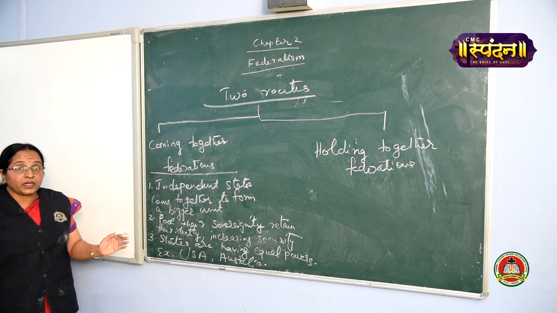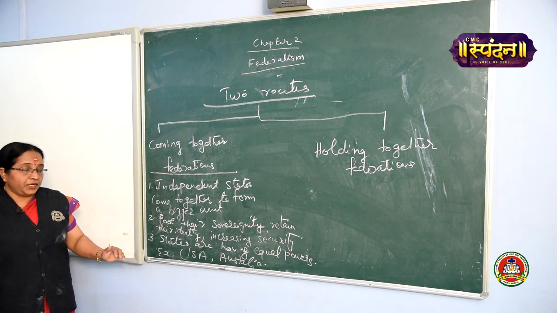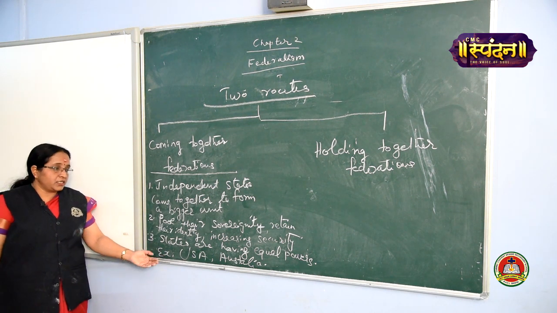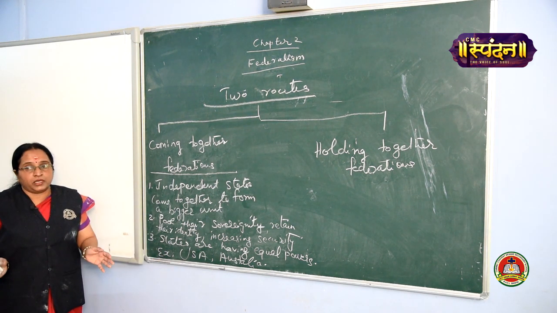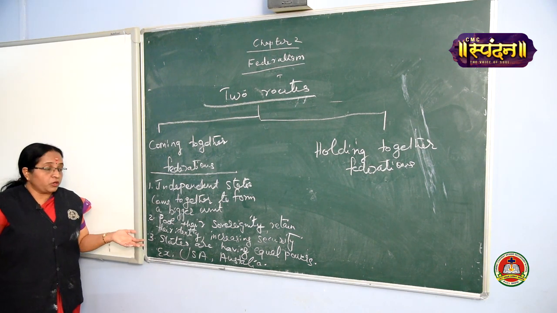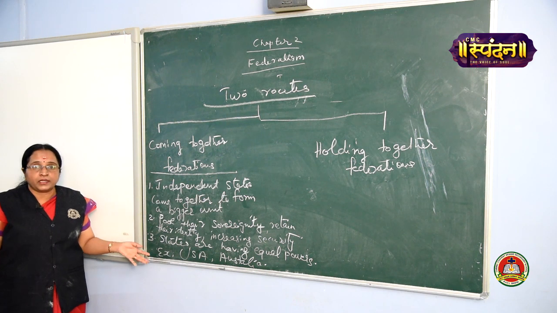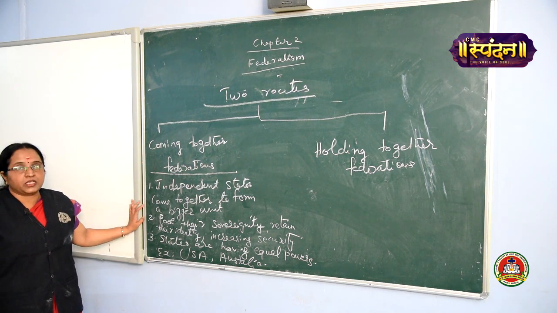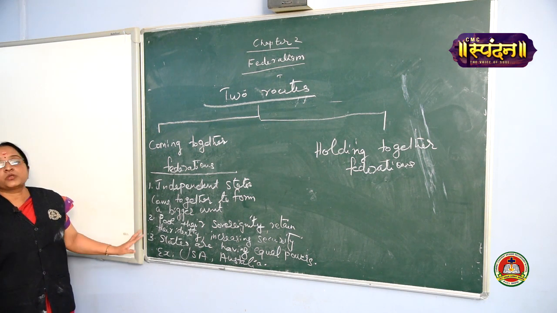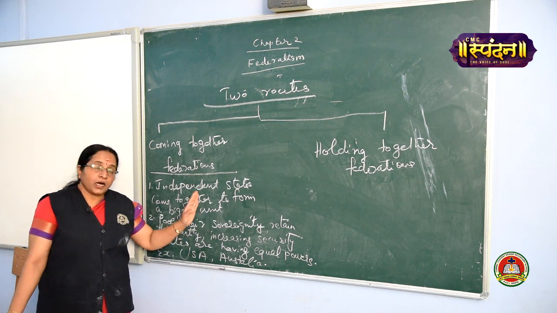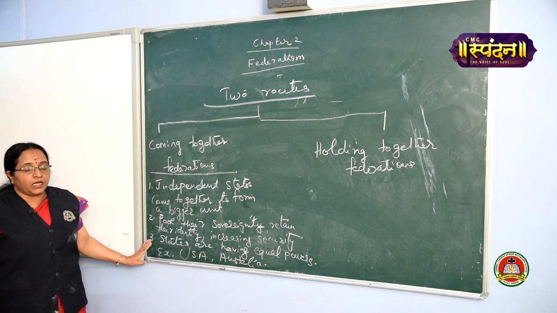That means their sovereignty, their independence, is maintained. Then they maintain their identity, but they come together. Why are they coming together? For security, or to increase their power, isn't it? Here states are independent. So example, USA, then Australia. Clear? I hope this topic is very clear to you.